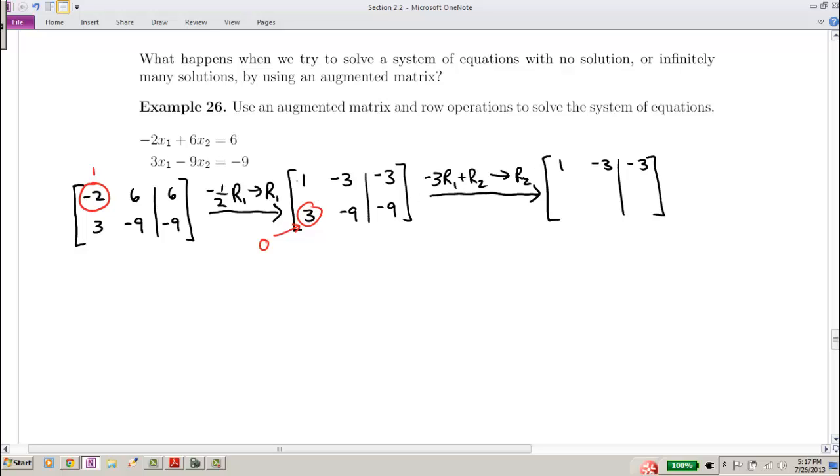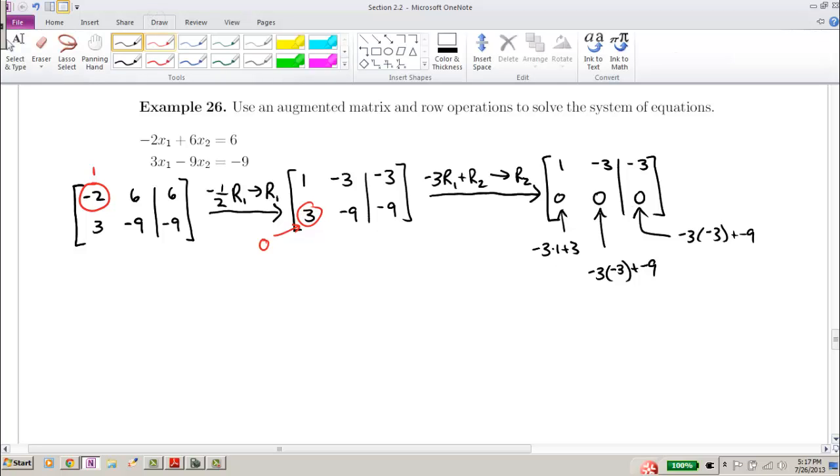Now let's see, when we add negative 3 times 1 plus 3, that'll give us 0 right here. Negative 3 times a negative 3 plus negative 9, that's a positive 9 plus negative 9 is 0. And here we have, again, negative 3 times negative 3 plus a negative 9, same operation, we get a 0 here.